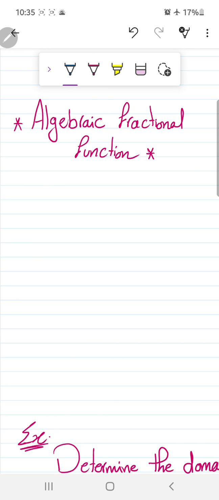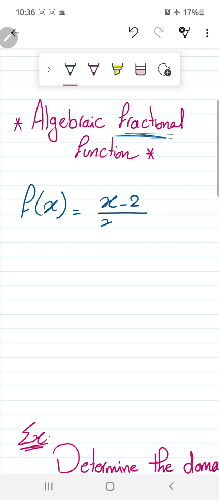Hello everyone. Our lesson today is algebraic fractional function, Lesson 2 in Unit 2. From its name, fractional, we have a fraction. For example, f of x equals x minus 2 over x plus 3. We want to get the domain.